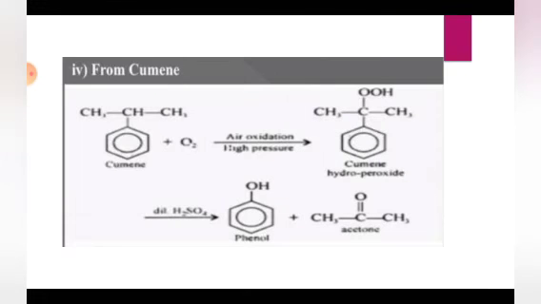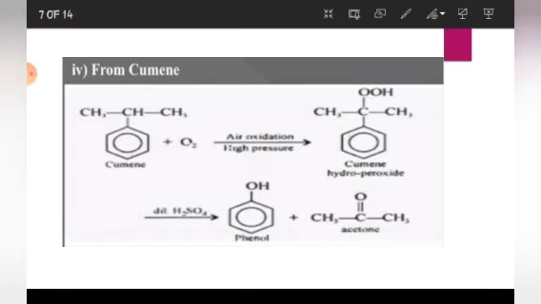Now let's move on to our next method. The fourth method, which is from cumene, and I also told you this is the industrial method. Now how do we get cumene? We get cumene by reacting benzene with propene. This product is known as cumene.